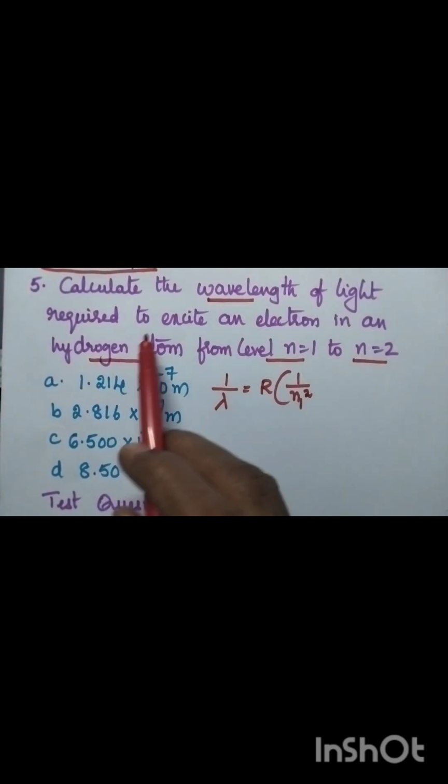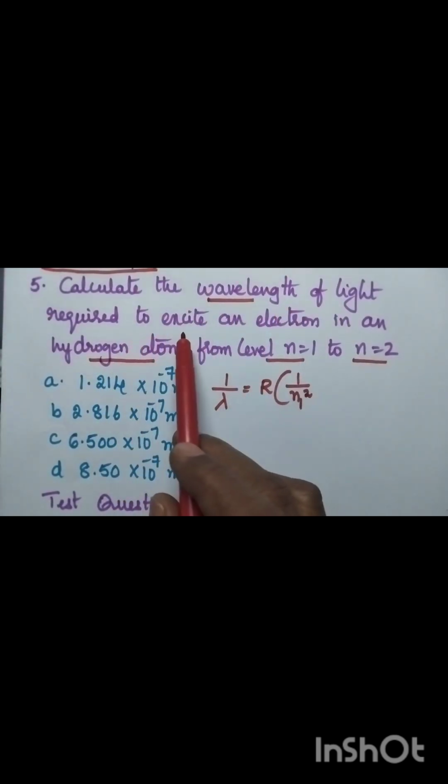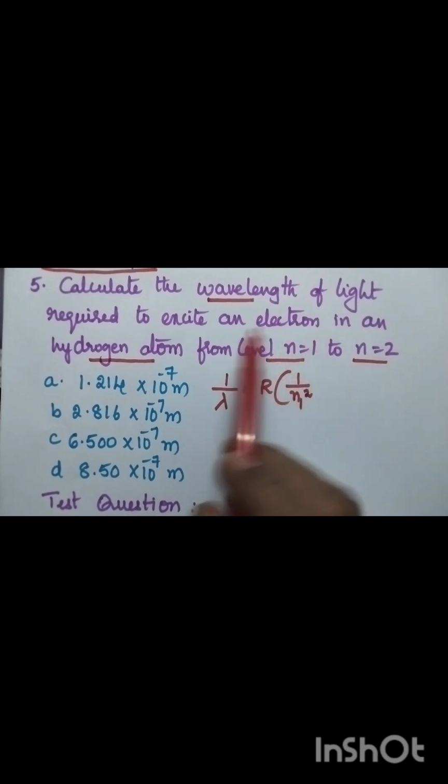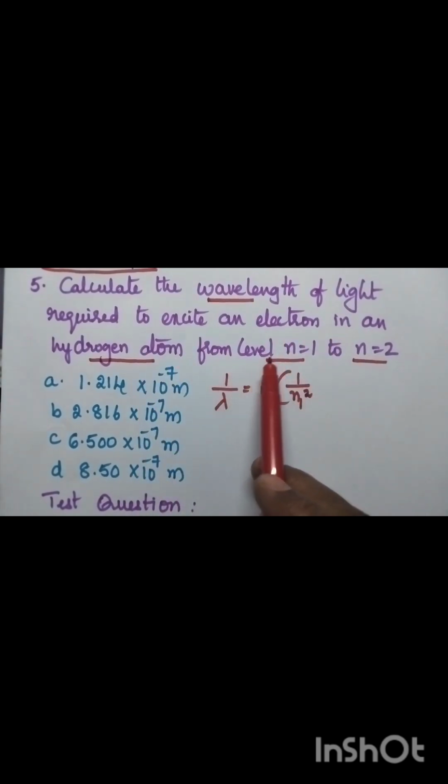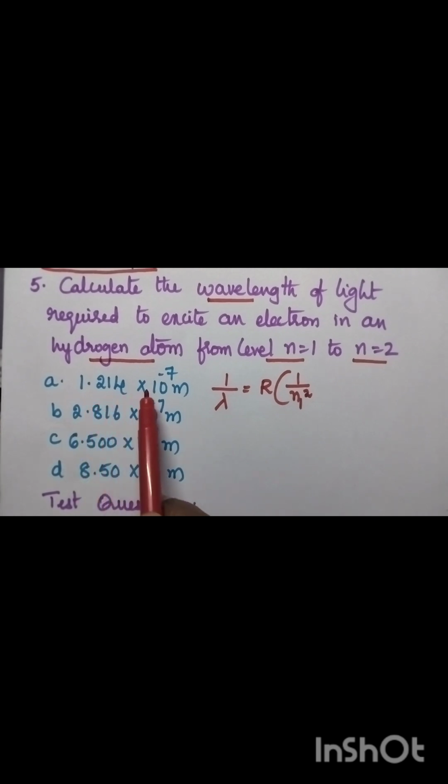Moving to the fifth question, calculate the wavelength of light required to excite an electron in a hydrogen atom from level n equal to 1 to n equal to 2. Option A 1.214 into 10 power minus 7 meters. Option B 2.816 into 10 power minus 7 meters. Option C 6.500 into 10 power minus 7 meters. And option D 8.50 into 10 power minus 7 meters. Pause the video and try to answer the question.